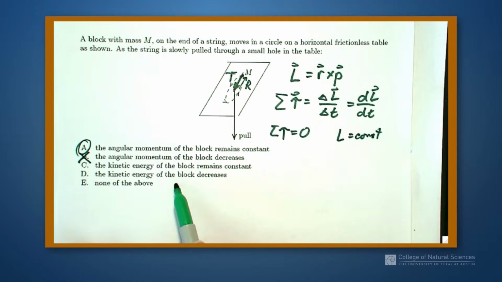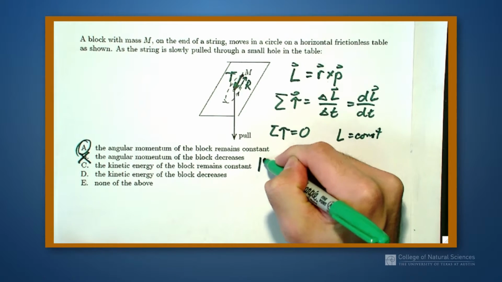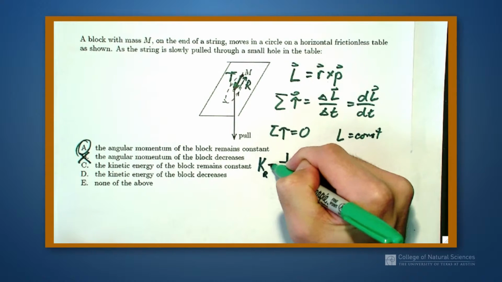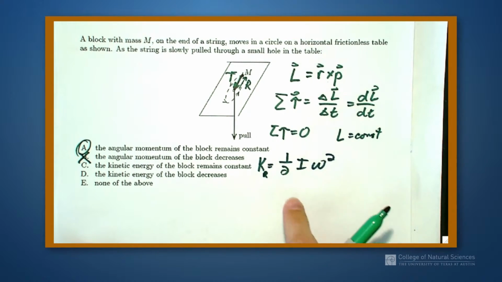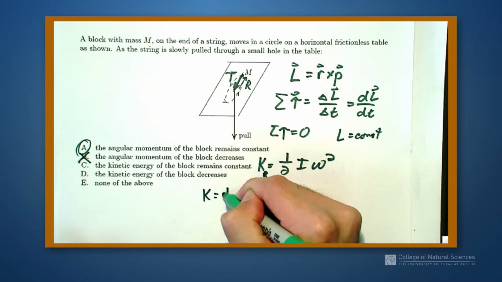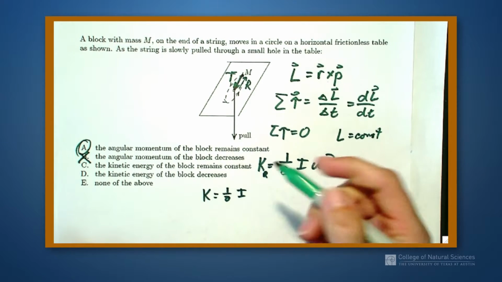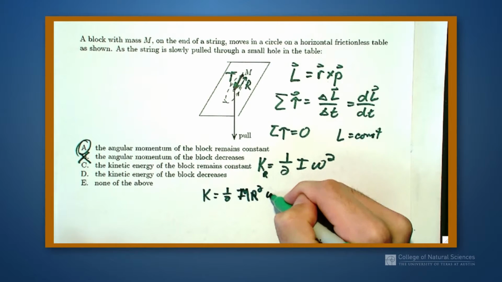Let's look at the kinetic energy of the block. Well, I know that the kinetic energy for rotation is given by 1/2 I omega squared. It's very similar to the 1/2 mv squared, but I have I's and omegas. So the question is, what's happening? Well, in this case, our kinetic energy originally was 1/2 m r squared omega squared.